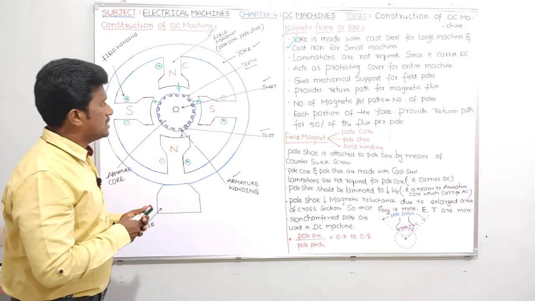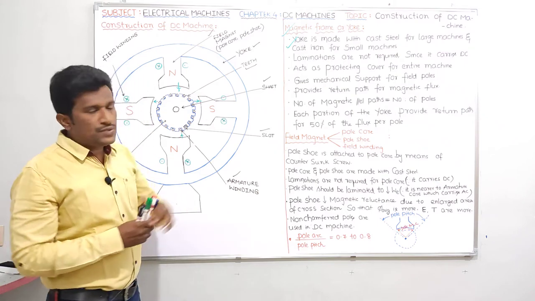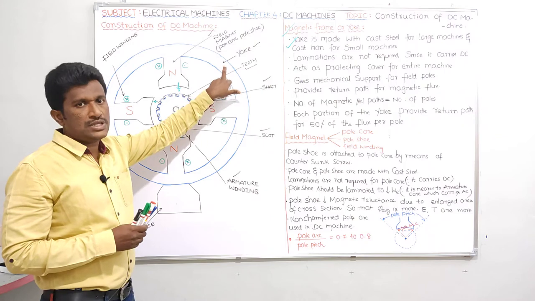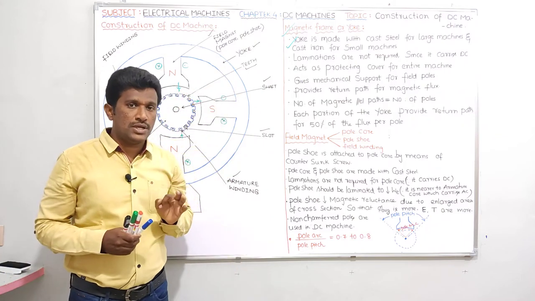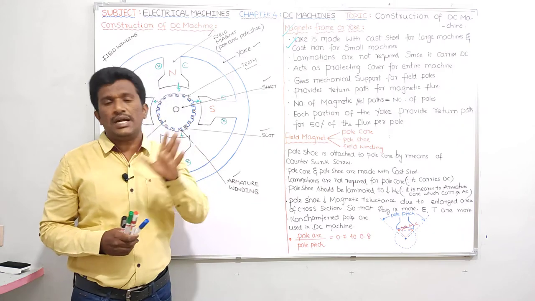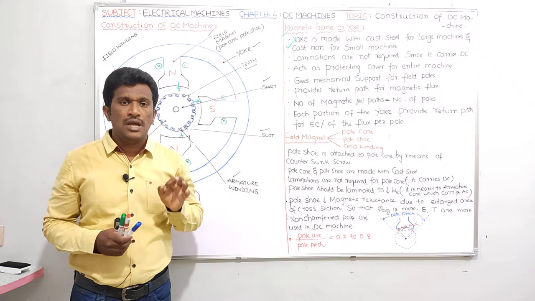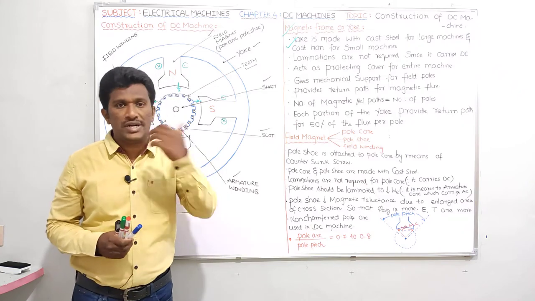Next, let me ask one more question. Do you want any laminations for this yoke? No. I already discussed in the transformer videos why we have to provide laminations. Laminations are provided to reduce eddy current losses. The eddy current loss concept is there for AC, not for DC.